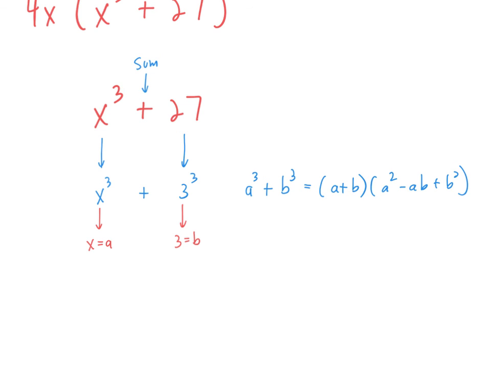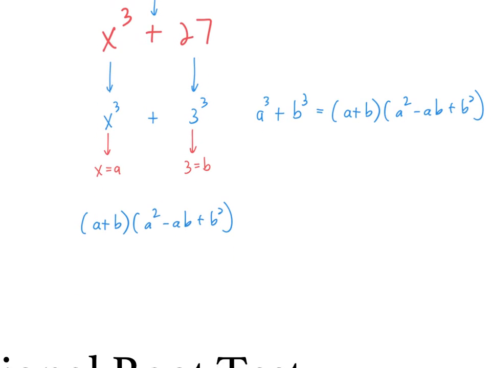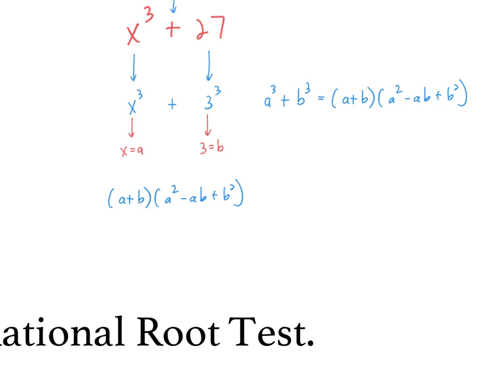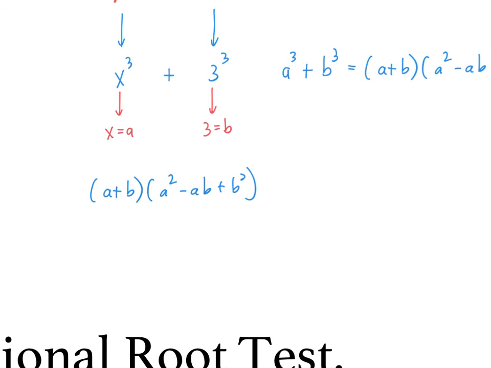Okay, so on the right hand side, everywhere you see an A, you put an X. Everywhere you see a B, you put a 3. A, put an X. B, put a 3. A, put an X. And then A times B is really just 3 times X, so that's 3X. And then B squared, B is 3, so that's 9.